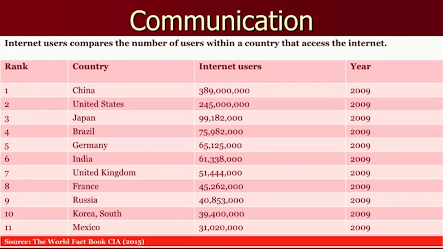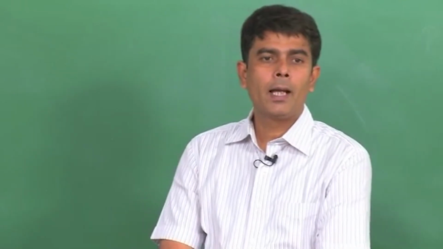Again, in terms of internet users, which compares the number of users within a country that access the internet, we find that better statistics are not available in the populated countries, though China is the exception here. The better statistics are available with Japan, the United States and Germany, but not with India, not with Mexico. So in the case of the number of internet users also, many developing countries, especially a country like India, which is the second largest in the world, are lagging behind.